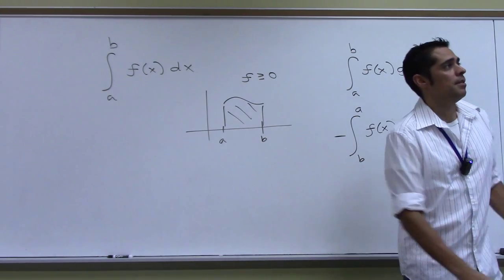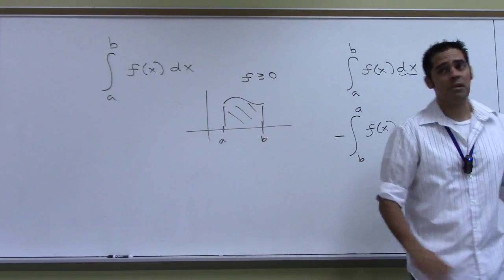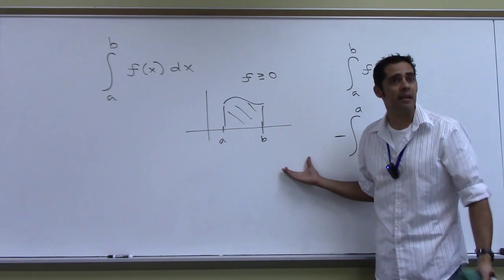So that's what the next property says. 6 says if your function is always below the x-axis, then your answer is going to be a negative answer.